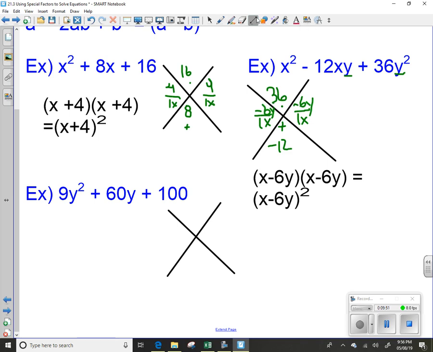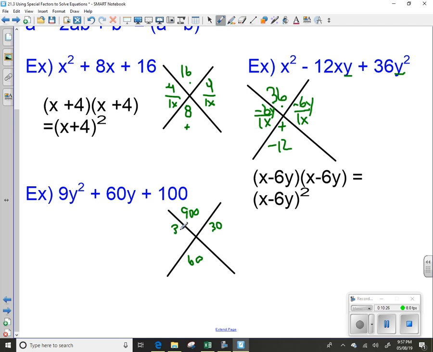Okay, in this case, if I try this one to solve it, I'm going to find my a times my c, so 9 times 100. It's a huge number, 900. So in this case then I want to get 60. And you'll notice here, guys, 16, I took the square root of 16 to get 4 and 4. Square root of 36 is 6 and 6. So really you could try to type in your calculator square root of 900. Square root of 900 is 30. And 30 plus 30 is 60.